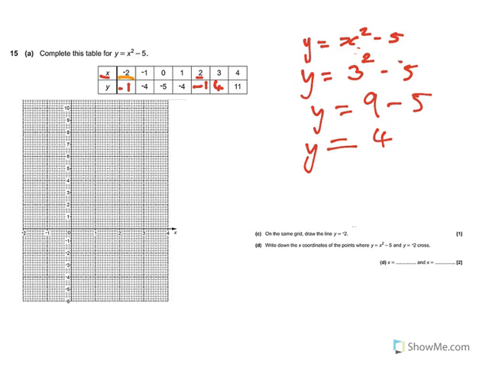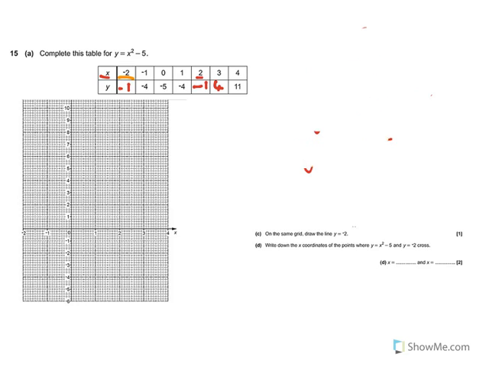Right, now we can actually plot this graph. We've been given all of the values that make up the table, x and y, so we can plot these particular points now. So first one, x is minus 2, y is minus 1, we can plot that just there. When x is minus 1, y is minus 4, like this.